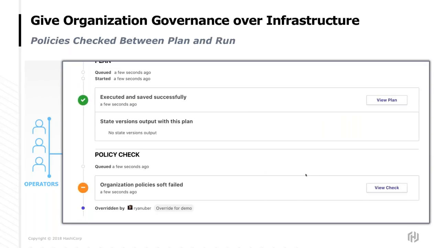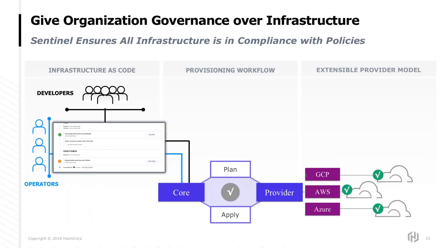Here you see that a run is being done, and we have a green check mark on the plan, and then the policy check is inserted between the plan and the apply. In this case, we can see that Ryan Uber, one of our engineers, has overridden the policy check, so there was a soft failure. Soft mandatory policies can be overridden by somebody with the suitable permissions, whereas hard mandatory policies cannot. As a result of using Sentinel together with Terraform, you're guaranteed that all of your infrastructure will be in compliance, at least as long as you're provisioning through Terraform.